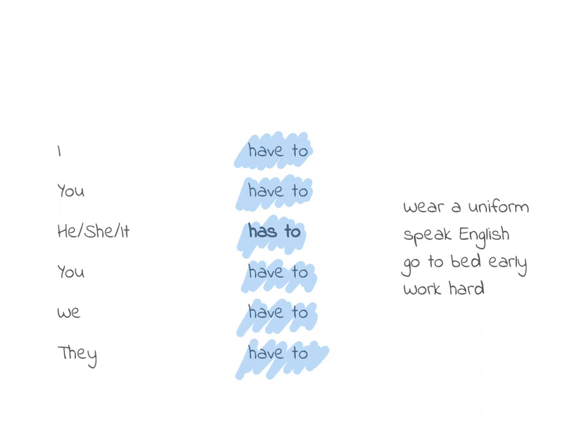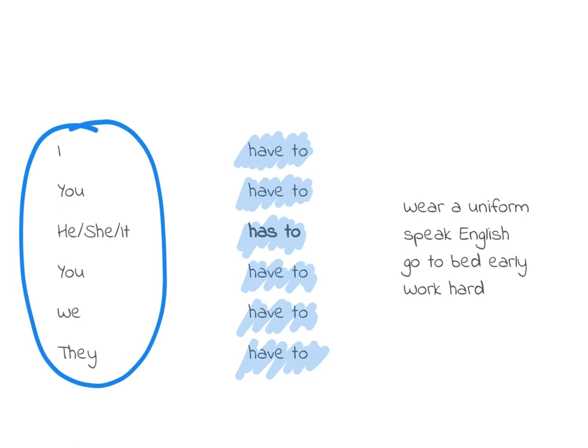To talk about something which is necessary, we use the subject plus have to or has to, plus the infinitive form of the verb. For example, I have to wear a uniform. I have to speak English. But I don't have to go to bed early, although I do have to work hard.